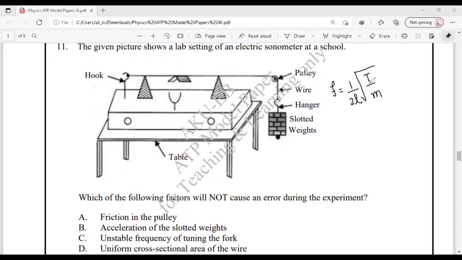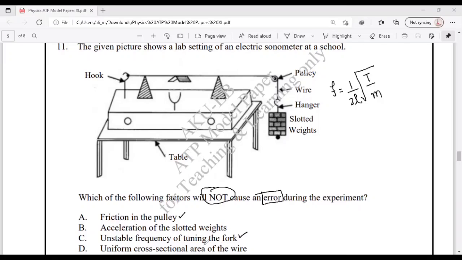And T is the tension in the string, and L is the length of wire or thread between these two wedges. Which of the following factor will not cause an error? So the friction in a pulley can cause error. Similarly, by using the tuning fork of unstable frequency, we will get the error in our experiment.